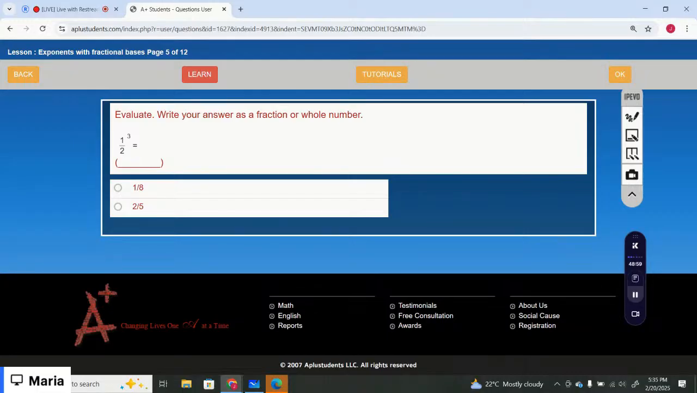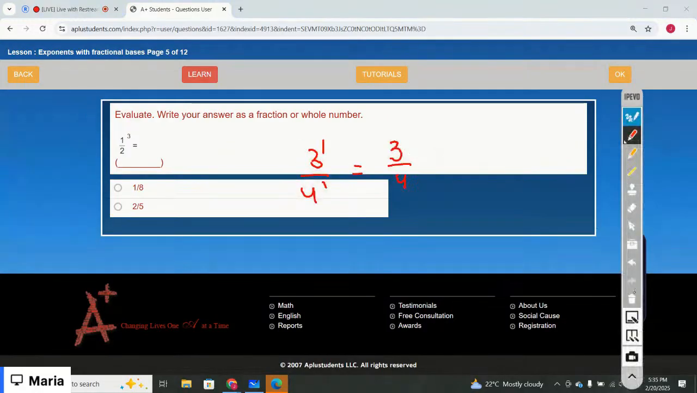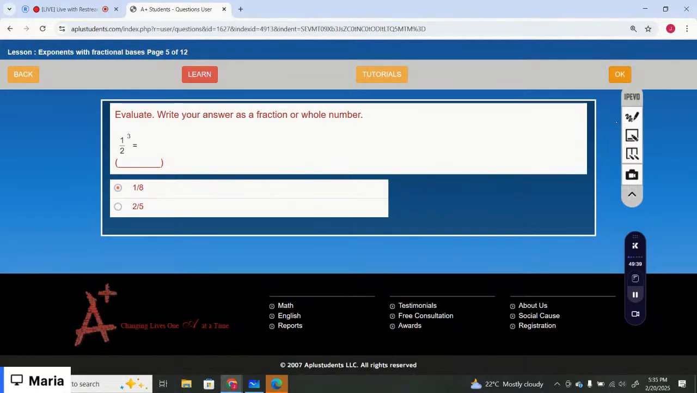1 by 2 exponent 3. You have to evaluate 1 exponent 3 divided by 2 exponent 3. You have to do 1 times 1 times 1 divided by 2 times 2 times 2. 1 times 1 times 1 is 1. 2 times 2 is 4 and 4 times 2 is 8. That is 1 over 8. Option number 1 is the correct option.